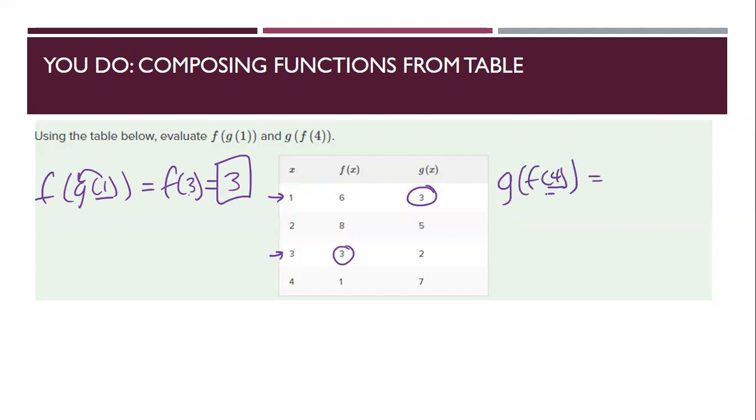And then we have g of f of 4. So starting from the inside, this time we're going to go to 4 and we're going to go to f and we get 1. So that gives us g of 1. So now we're going to go to 1 and go to g and we get 3.